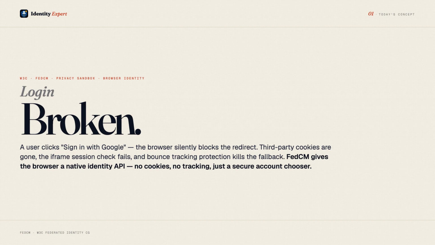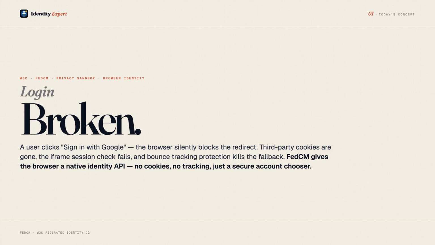Here is the scenario. A user visits a news site they have been reading for years. They click Sign in with Google. Behind the scenes, the site opens a hidden iframe to accounts.google.com to check if the user has an active session, but the browser blocks it. Third-party cookies are gone. The iframe cannot read the Google session cookie because it is on a different origin. The silent login check fails.